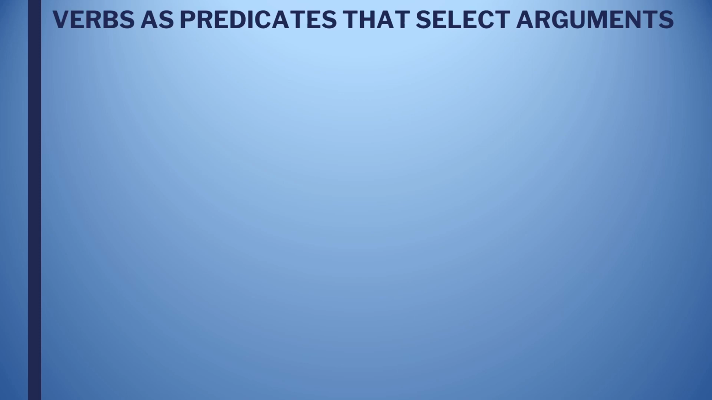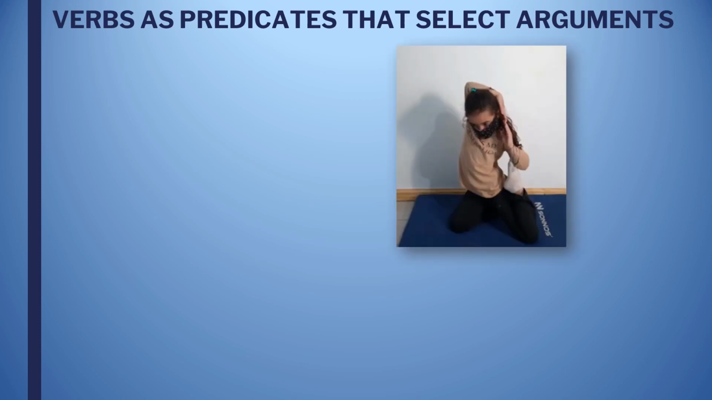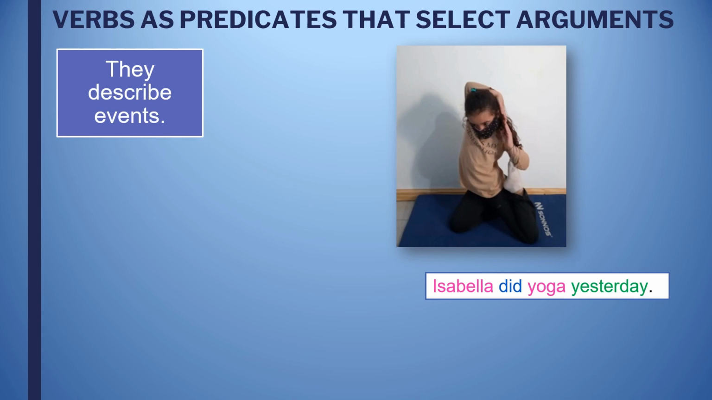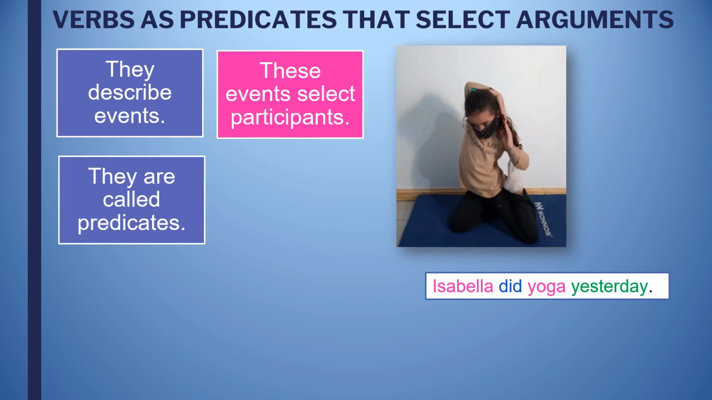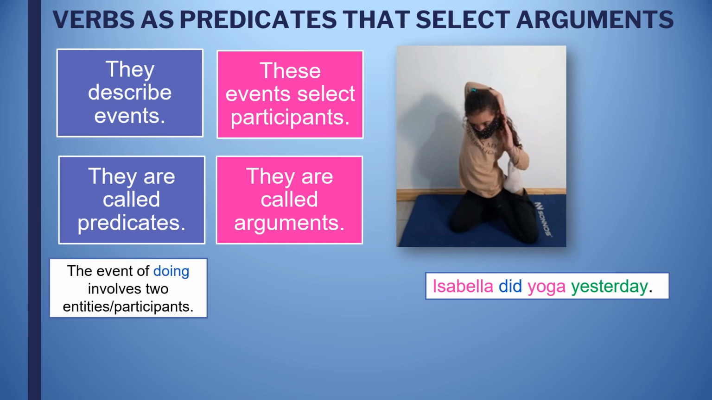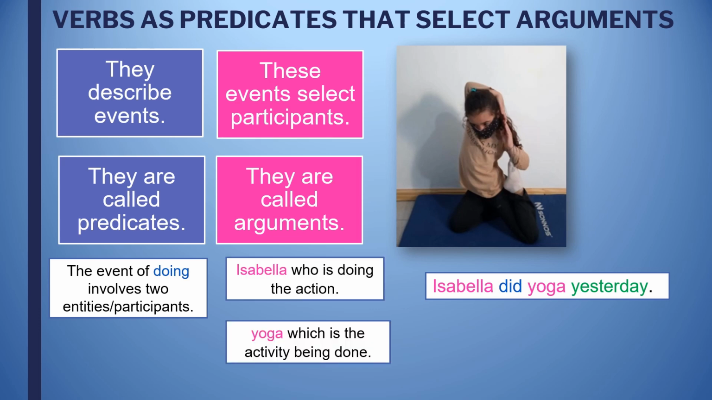Verbs as predicates that select arguments. In any given sentence, like Isabella did yoga yesterday, we can identify different elements. The verb, in this case do, that describes the event or action of doing. This is the predicate. The participants, which are the entities minimally involved in the event, these are the arguments that the verb obligatorily selects. In this case, Isabella and yoga. Both are involved in the event of doing, which involves two entities or participants, Isabella, who is doing the action, and yoga, which is the action that is being done.